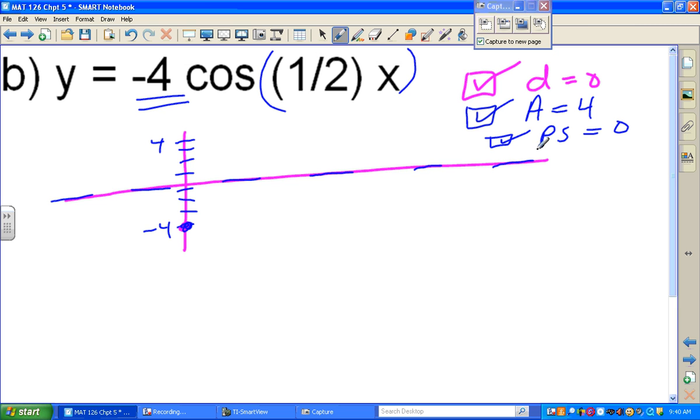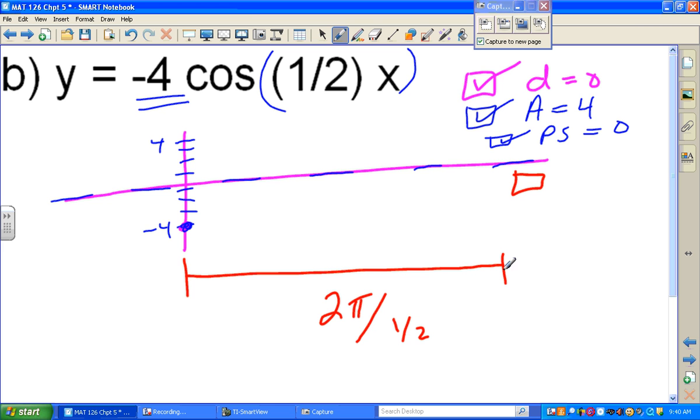Oh, what was next? The length of one cycle. How do you know that? 2 pi. So if you divide 2 pi in half, how many pi do you have? 4, silly. We want high school credit for this class. 2 pi divided by half. 4 pi.